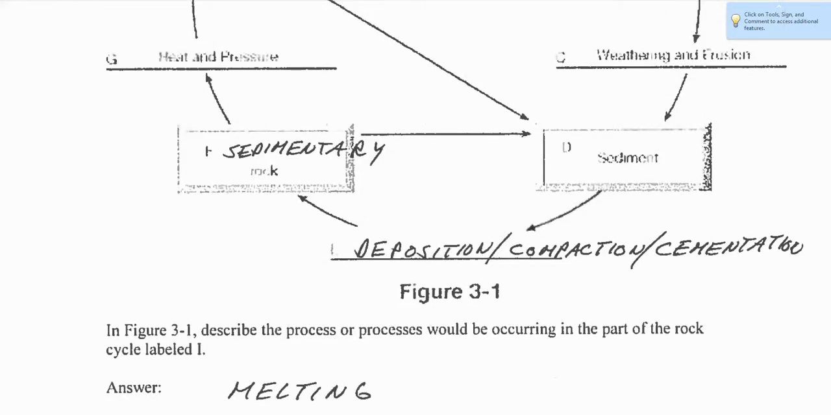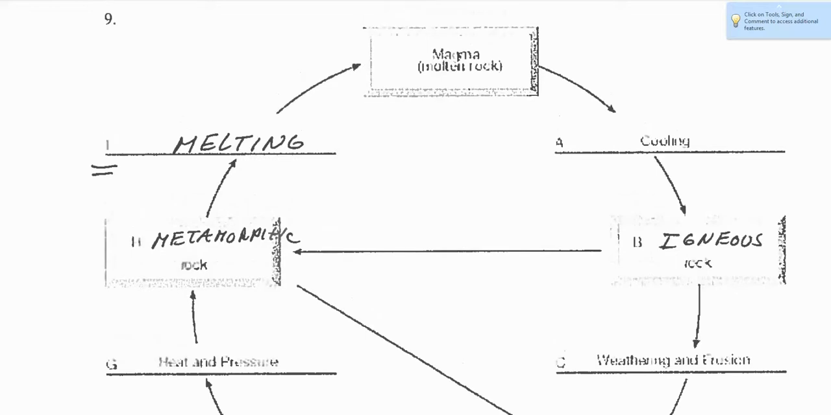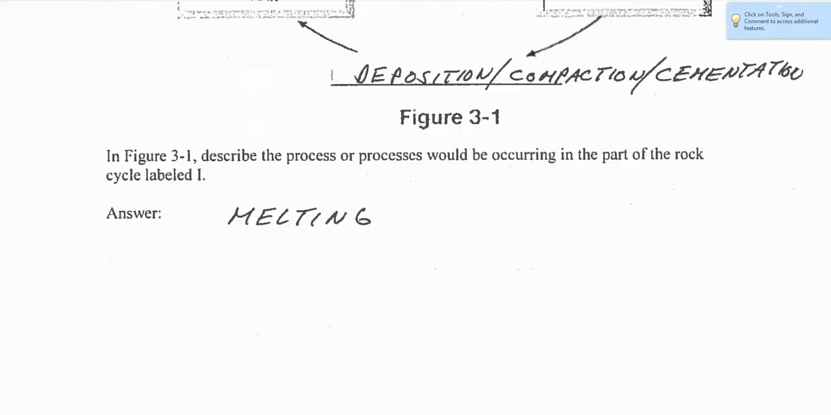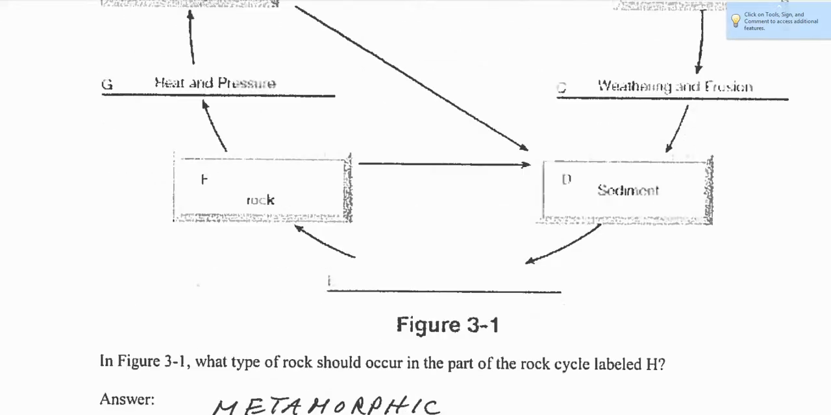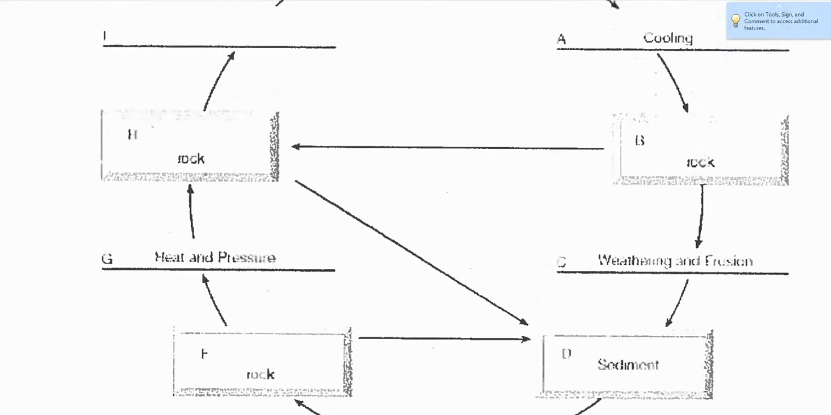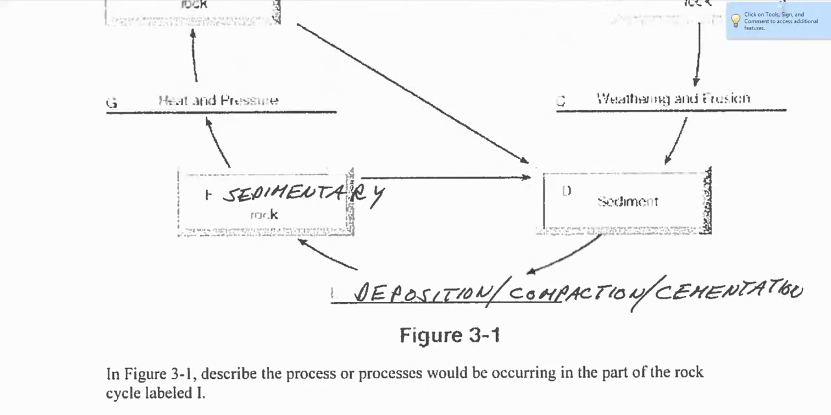So we want the part of the rock cycle labeled I. And so it's melting. Metamorphic rock that melts will form magma. And magma that cools will form igneous rock. And let's go on down to the next one, which is really the same cycle. What type of rock should occur in part of the rock cycle labeled H? And under heat and pressure, we know those are going to be metamorphic rocks. And again, we're going right back to this one here.